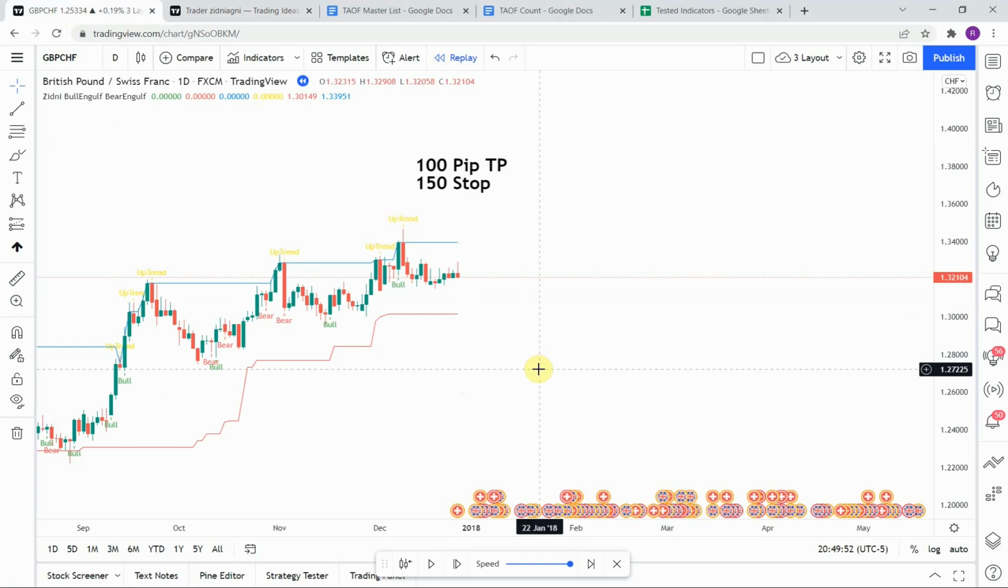Today we will be testing the Zidni BullEngulf BearEngulf indicator.